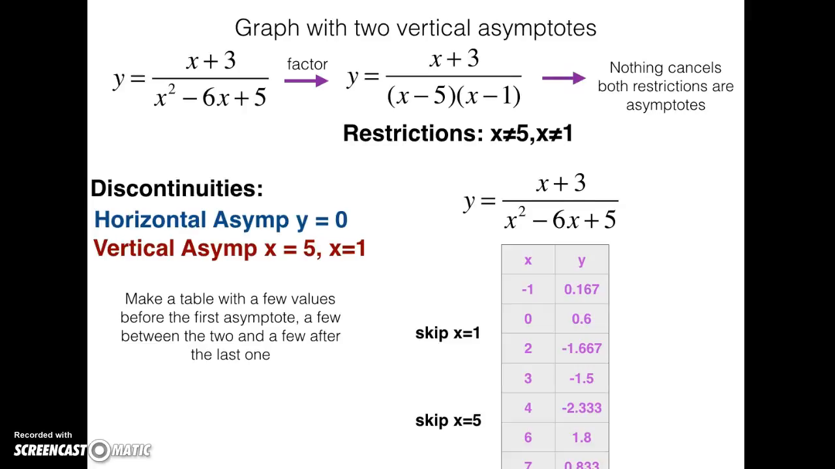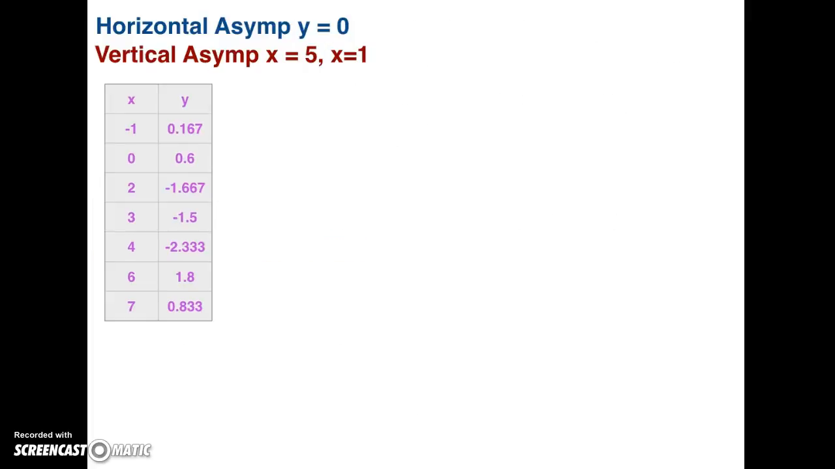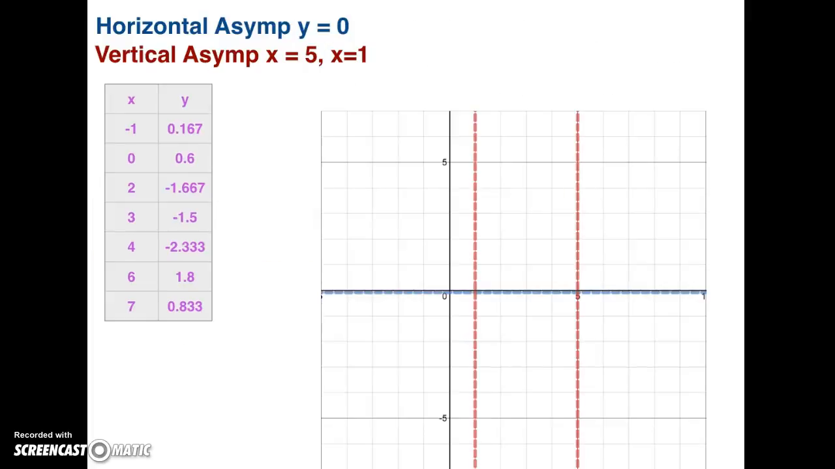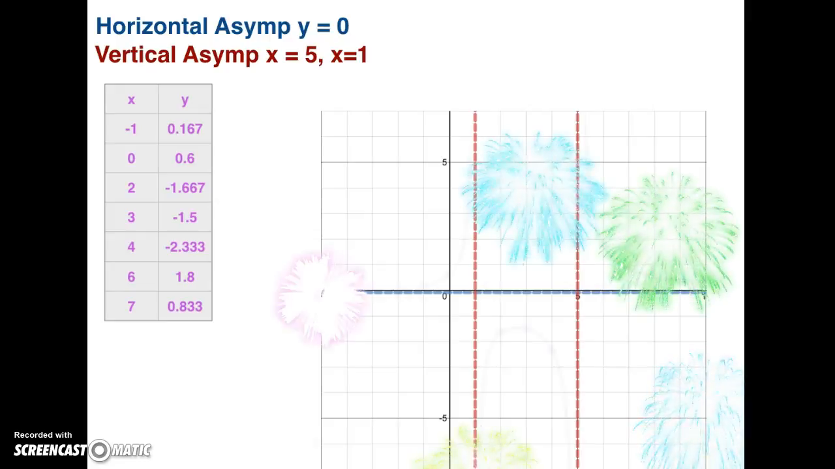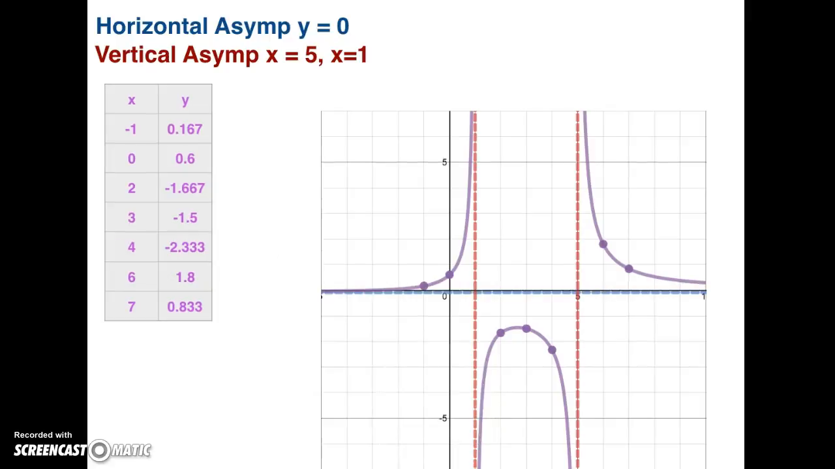And again, I plug in the x values into the original equation, x plus 3 over x squared minus 6x plus 5. And then the steps are the same for graphing. We start with our asymptotes first. Horizontal asymptote at y equals 0, vertical asymptotes at x equals 5 and x equals 1. And then I plot my points and make sure that we don't cross through the horizontal or vertical asymptotes.